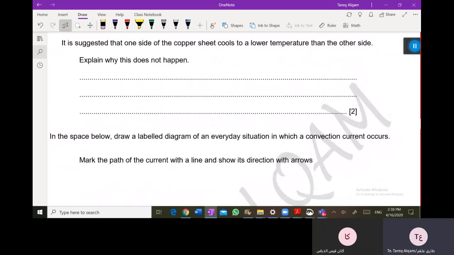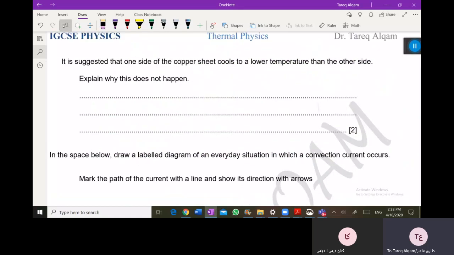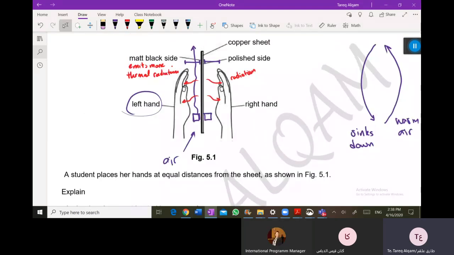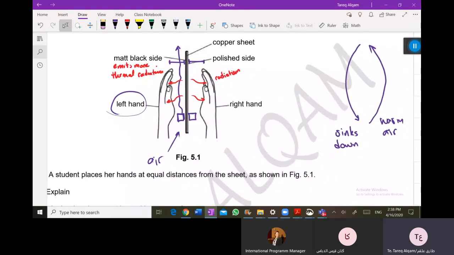Here it's suggested that one side of the copper sheet cools to a lower temperature than the other side. This is a kind of prediction. Explain why this does not happen. You got my point. We expected, one of the common mistakes is that the student may think the black side is hotter than the polished side since it's black.